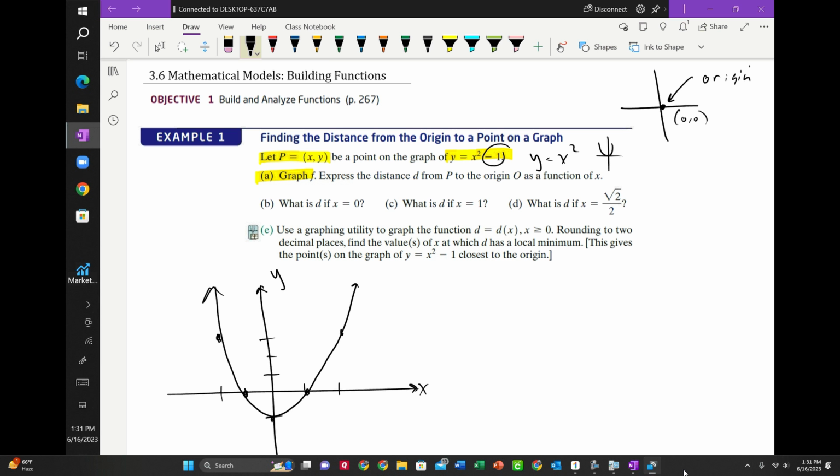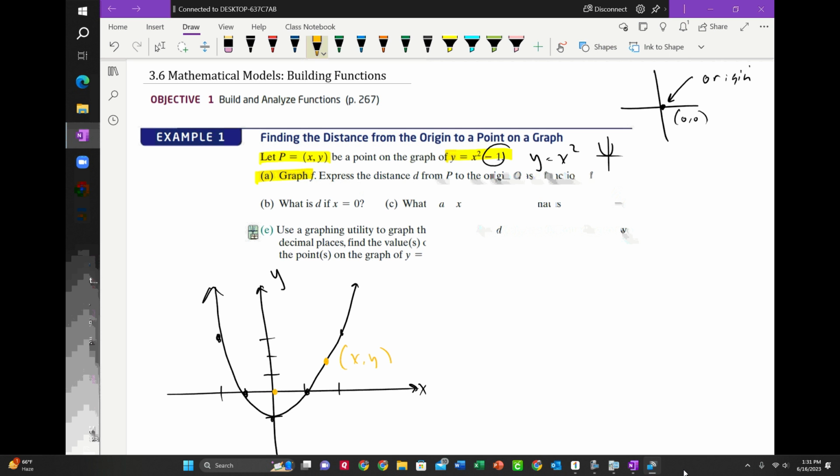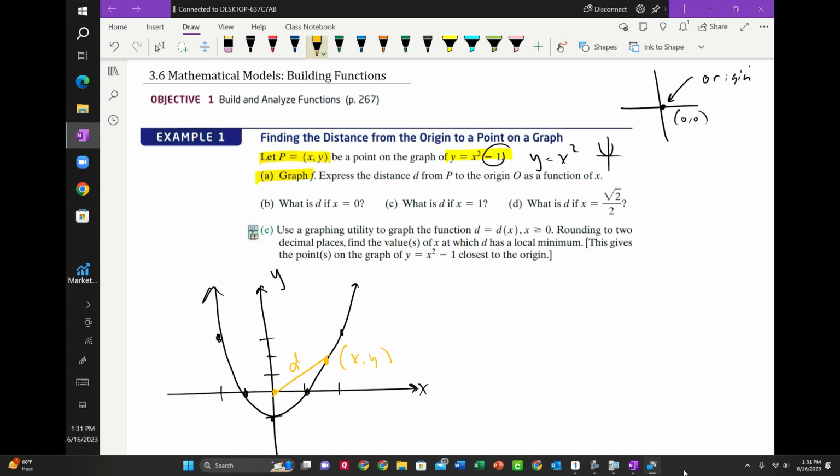So here's our graph, and let's take some generic point x, y on that function, y equals x squared minus 1. Let's take the origin, and then we want to calculate the distance between those 2 points, wherever that point is. It might be over here, or up over here. It doesn't matter where it is, we just want to be able to calculate that. That's letter A, and then the rest of it is express the distance from point P, our generic x, y, to the origin as a function of x.